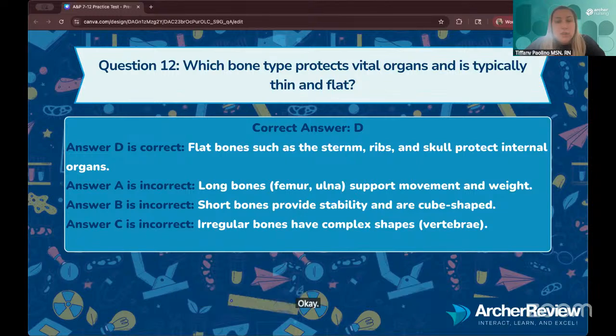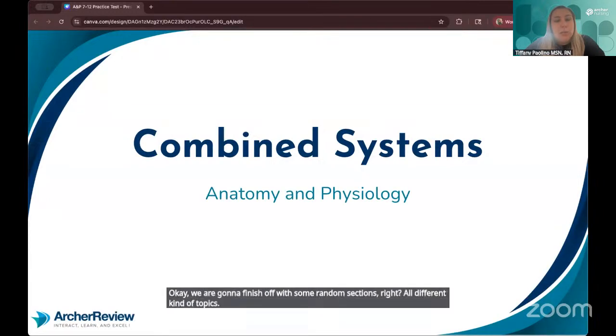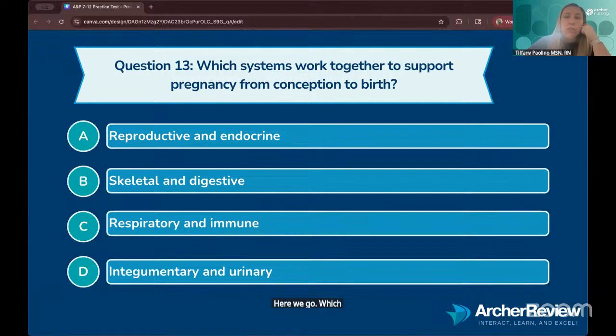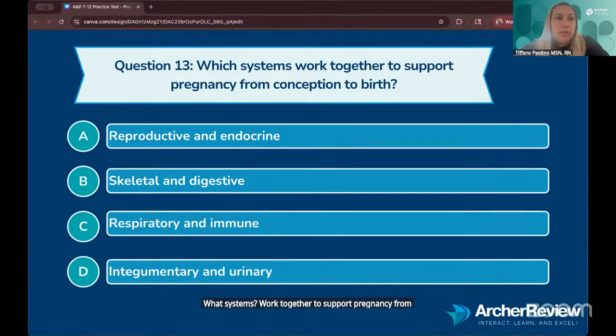Okay, we are gonna finish off with some random sections, right? All different kinds of topics. Here we go. Which systems work together to support pregnancy from conception to birth? Yes, Eileen in the chat, yes. Pregnancy from conception to birth.